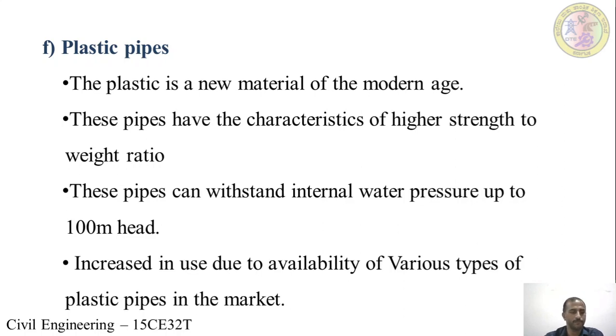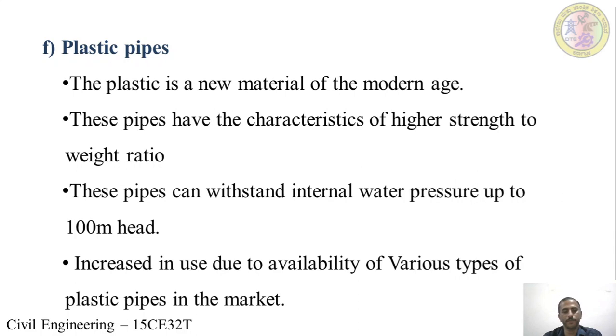Next one, most popular and widely used, plastic pipes. Plastic is a new material of the modern age. These pipes have the characteristic of high strength to weight ratio. These pipes can withstand internal water pressure up to 100 meter of head. They are available in various types, so there is an increase in use of plastic pipe due to this reason.